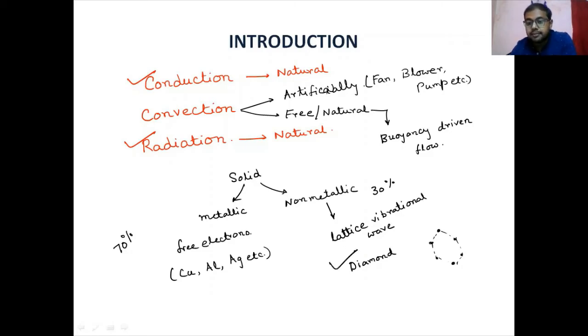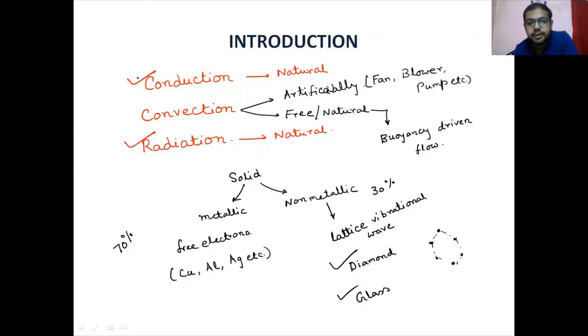We have given one example, diamond, which is a very good conductor. Similarly, one non-metallic solid, glass, is not a good conductor because it is amorphous. There is a void in between two molecules. As there is a void, very little conduction takes place in glasses. So one example is diamond, a very good conductor, and another example is a bad conductor, that is glass.